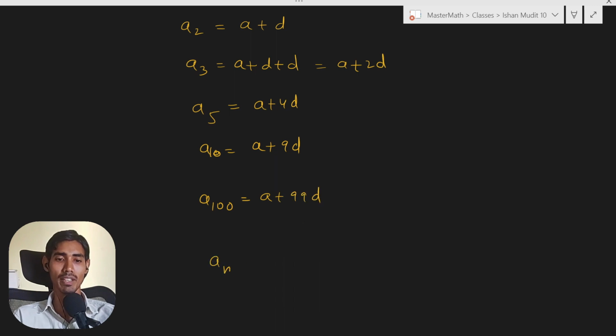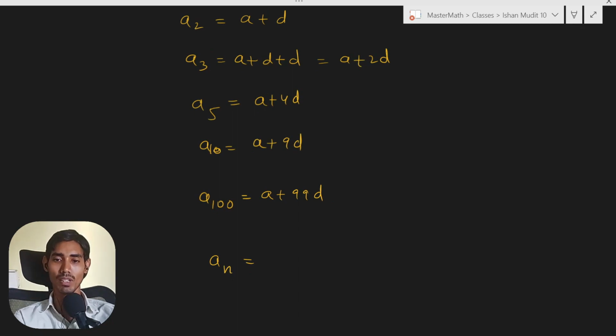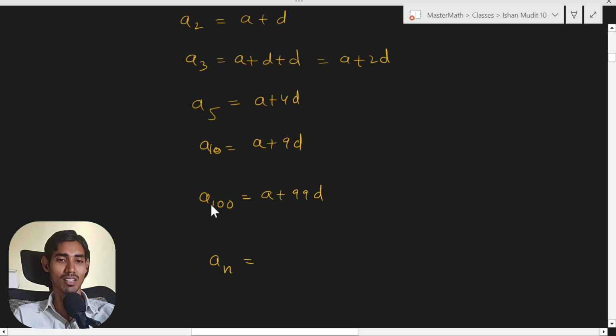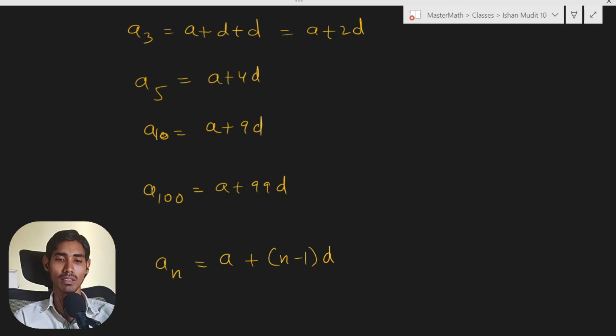So what would be AN? Nth term, AN. Anyone? Mohita? A plus n minus 1 d. Okay. I wrote it 10 seconds ago, but yeah. So A plus N minus 1D. One term less than the nth value. That's how we get A plus N minus 1D.